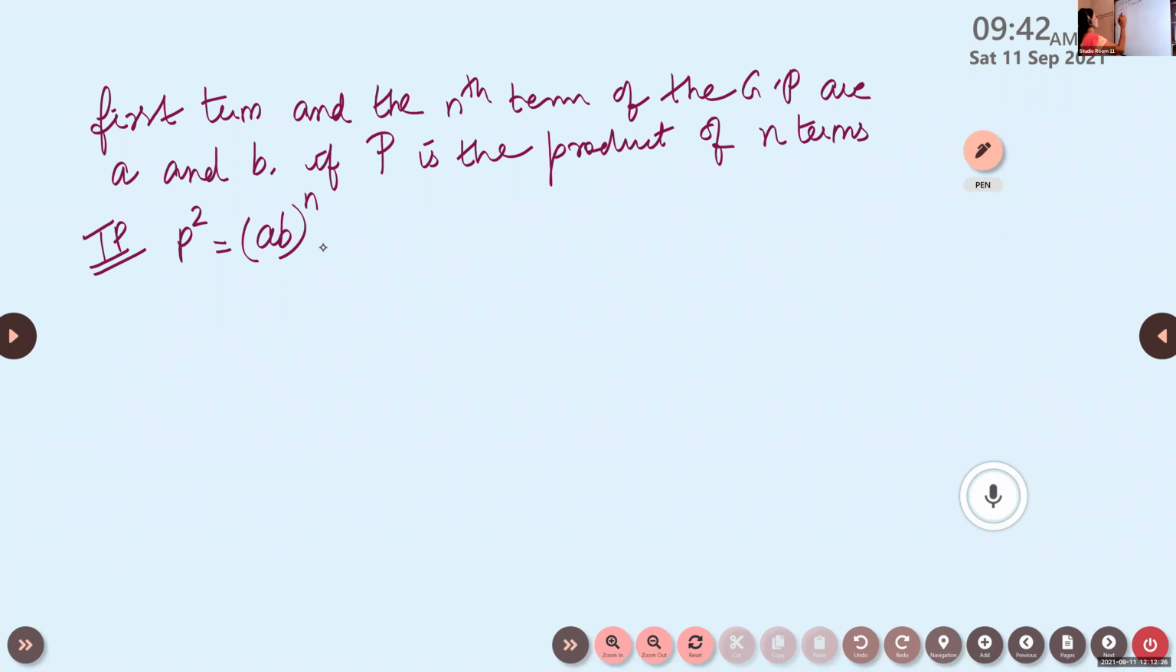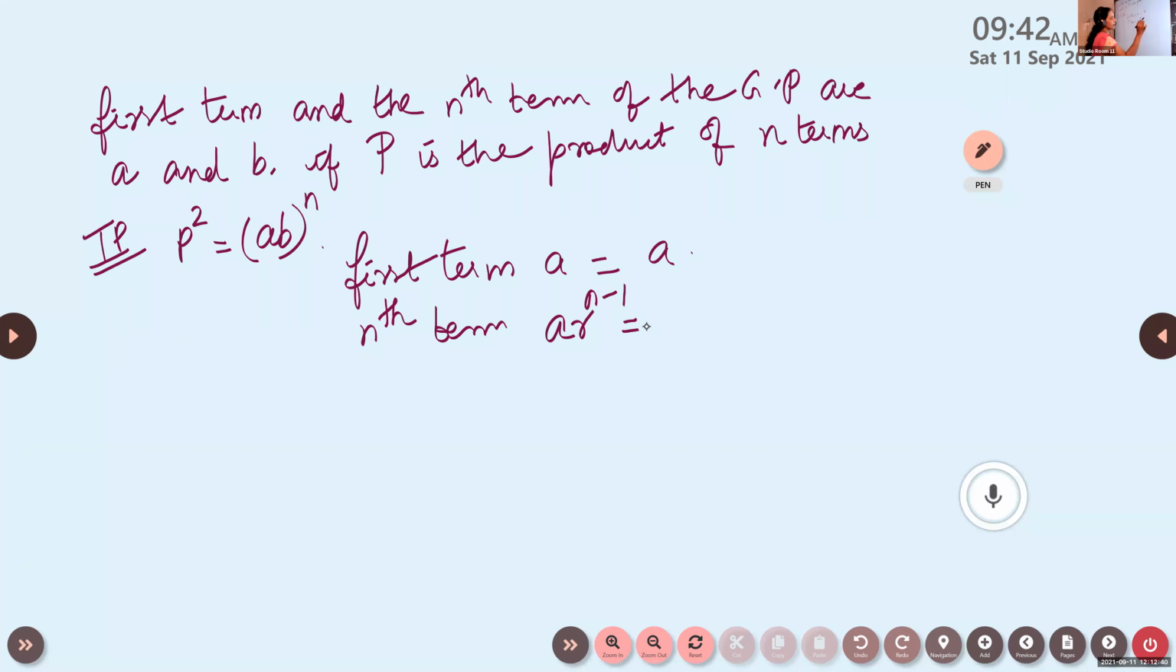The first term is given as A. The first term we always denote as small a, isn't it? And the nth term is given as B. What is the nth term? The nth term, AR raised to n minus 1, is given as B. Is it correct? We have to prove that P square is equal to AB raised to n. And what is given about P? P is the product of first n terms, isn't it?